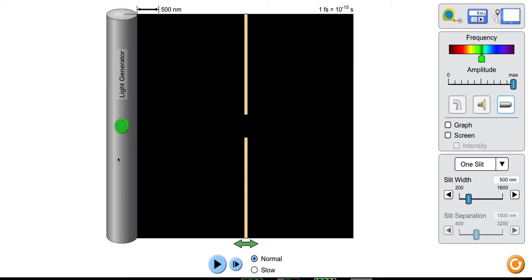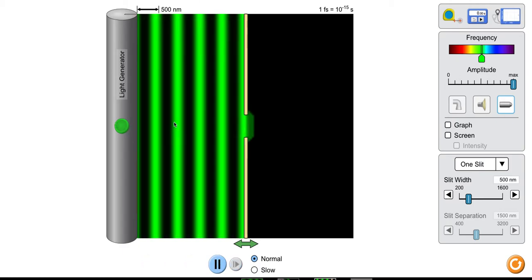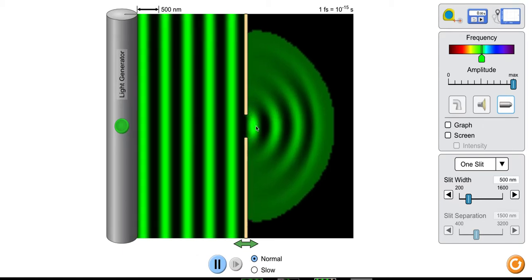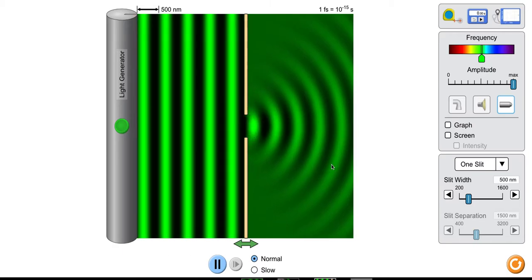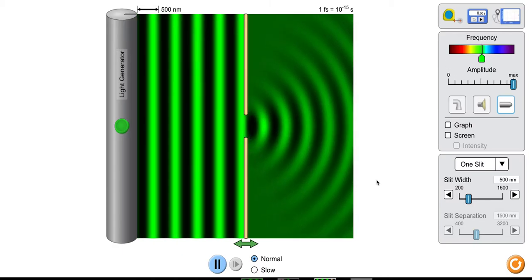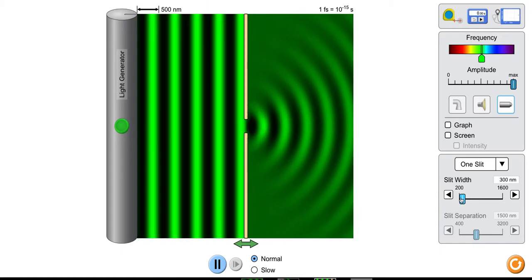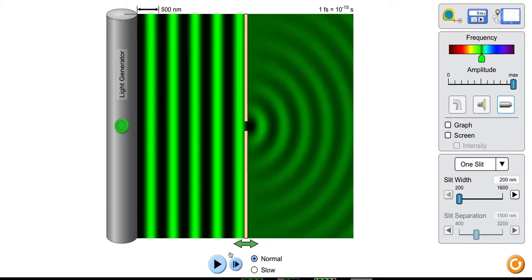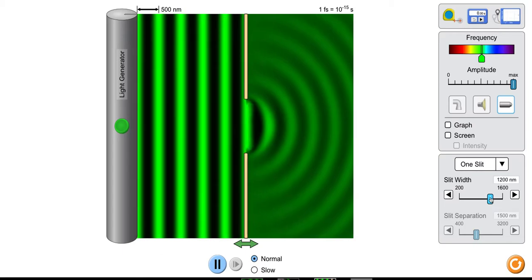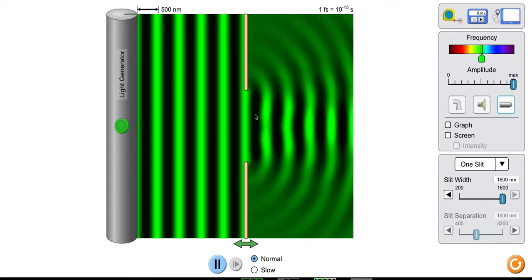So what we have here is a light generator that will generate parallel or plane waves towards this barrier. And you'll see that the barrier has this effect where it starts to curve out, Huygens principle as it's called. And there's a couple things we can deal with. First, we can change the slit size. We can make the slit really, really small, and you'll see as we do that, it starts to define these rings a little bit nicer. And as we make the slit longer, we start to get these flatter wave fronts.